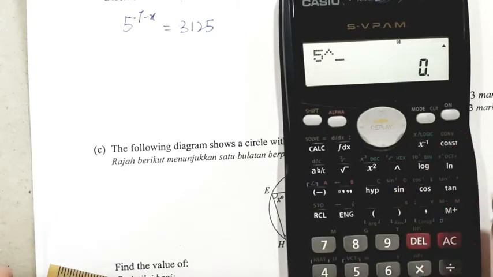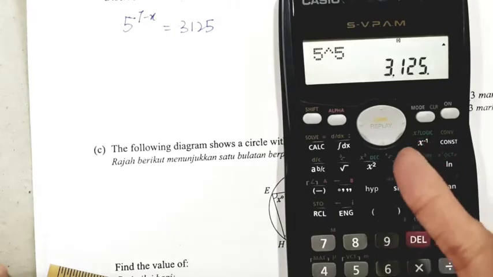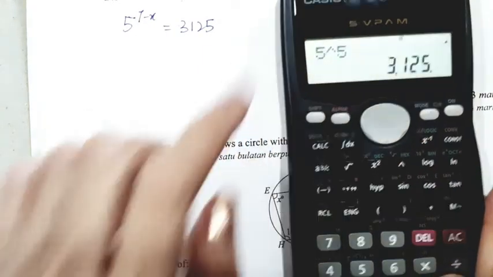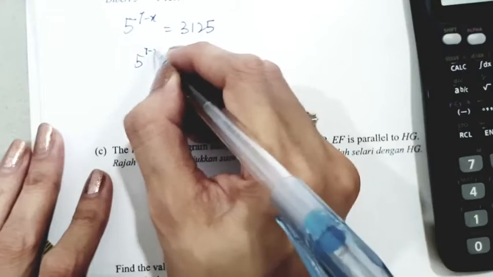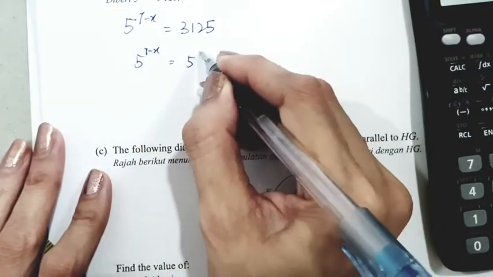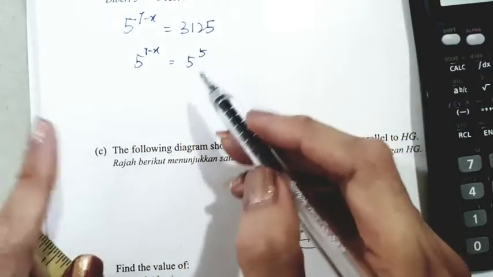So for this, let's try and error, okay? 5 raised up to the power of what gives us 3,125? So probably we start with something very huge. Hey, we got it. All right, 5 raised up to the power of 5. So let's write this way: 5 raised up to the power of 7 minus x equals to 5 raised up to the power of 5. This is what I mean, yeah?